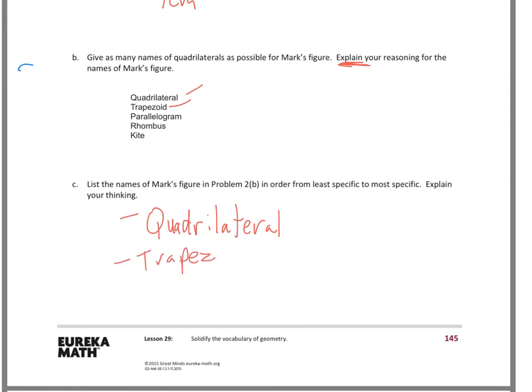You want to continue to go through the list that you created up here. And as you get more specific, you'll put them in order. So we're going from least specific to most specific.